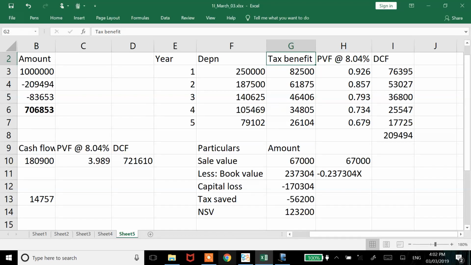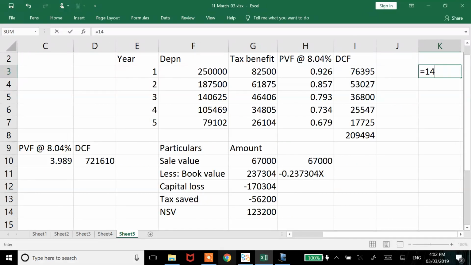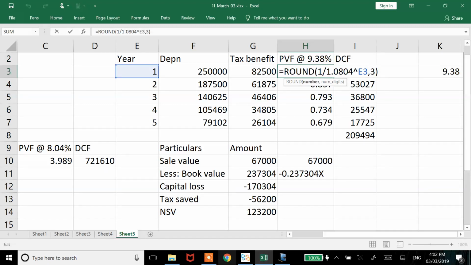I'll tell you to copy certain numbers because it's not going to be of any learning. The discount rate is not going to be 8.04 now. It's going to be 14 into 67%. So it is going to be 9.38, and when I do 9.38, everything will remain same. I just need to do a discount rate of 9.38.